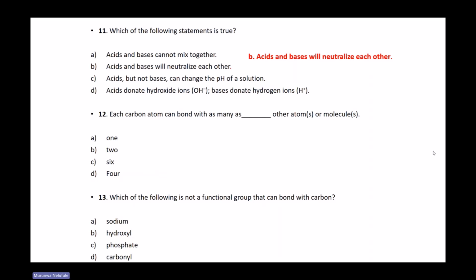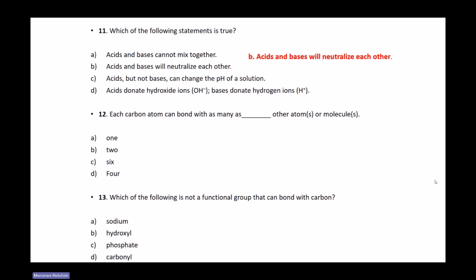Acids and bases can mix together, and they often do when a neutralizing reaction occurs. Acids can lower the pH of a solution or make it more acidic, and bases raise the pH of a solution to make it more basic. And both acids and bases can change the pH of a solution. And like you said, in D, acids donate hydrogen ions, not hydroxide ions, while bases donate hydroxide ions, not hydrogen ions. So you are right. Let's go to number 12.